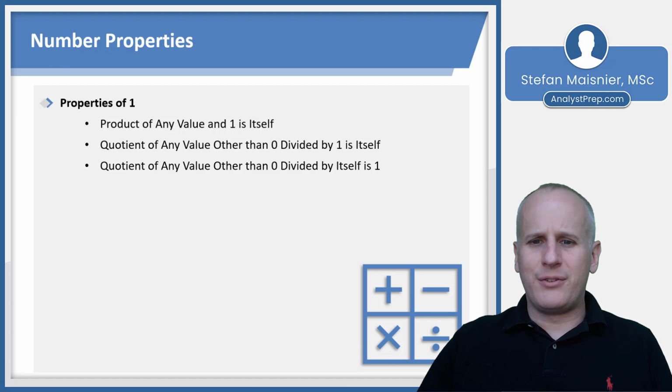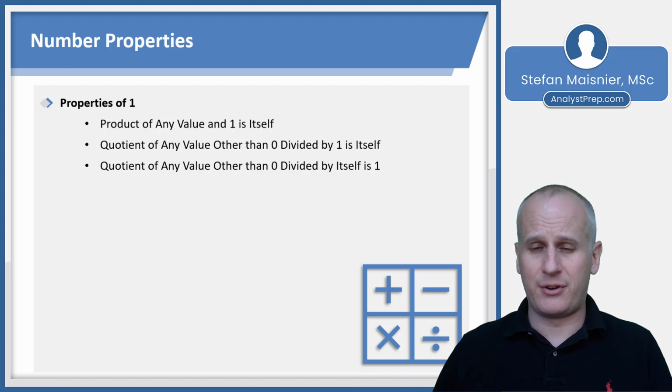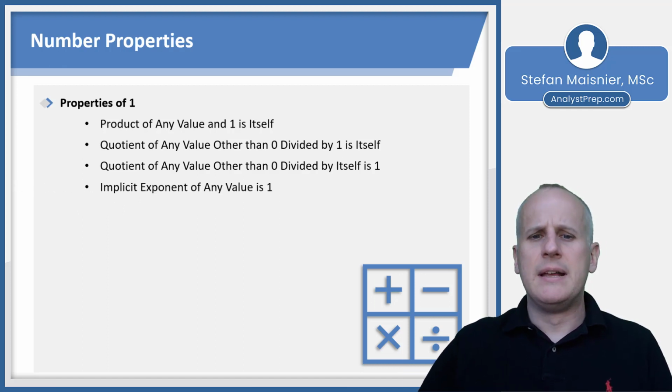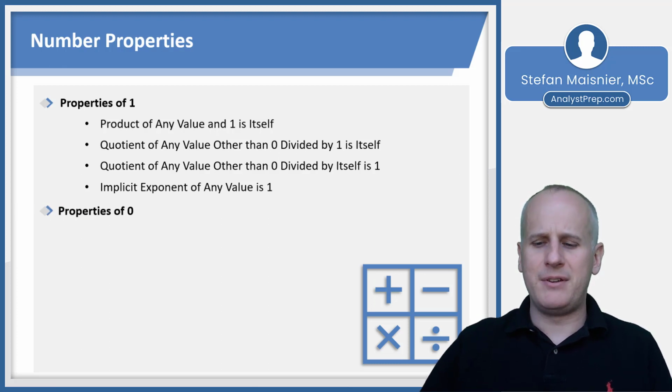The quotient of any value other than 0 divided by itself is 1. So if you divide 12 by 12, you get 1. Again, a unique thing that just happens for every number, because 72 divided by 72 is 1, negative 33 divided by negative 33 is 1. It's just how it works, that the thing itself will always divide into itself one time. The implicit exponent or power of any value is 1. So if you see a 10 written down, that's really 10 to the first power.